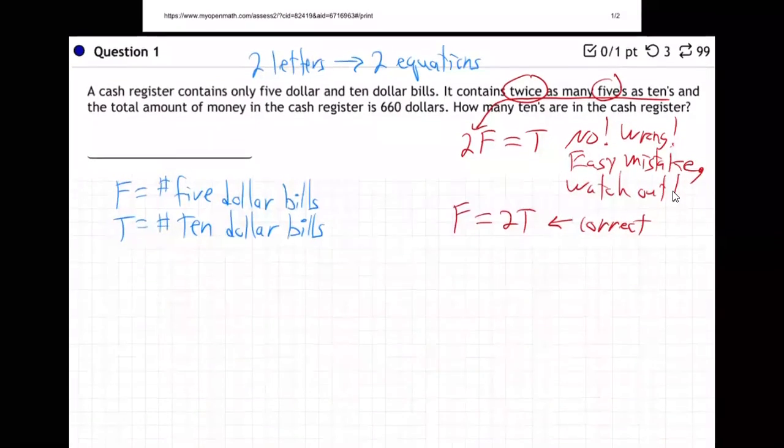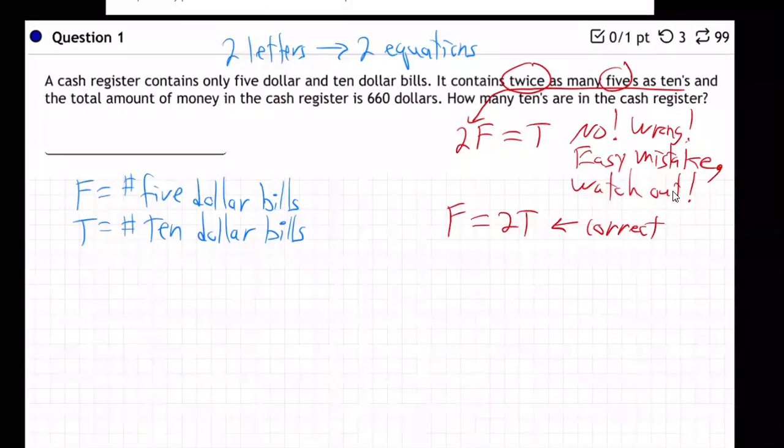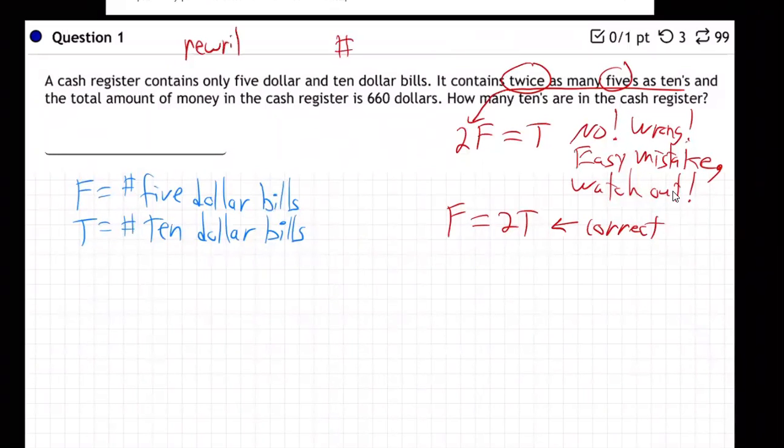What I would do to help out in this situation is rewrite the sentence. I would come up here and go, okay, wait, what is it saying? Rewrite the sentence using the word is, because is equals, and then once you use is, you know what's going on. So what does it say? It's saying the number of fives is twice the number of tens.